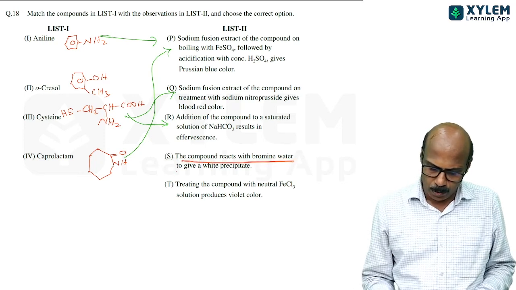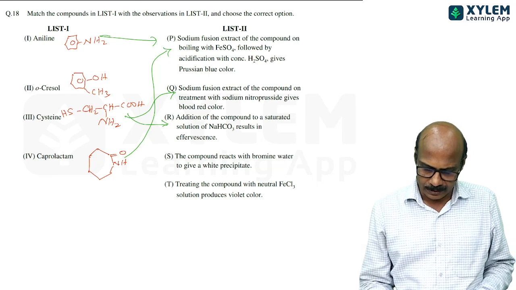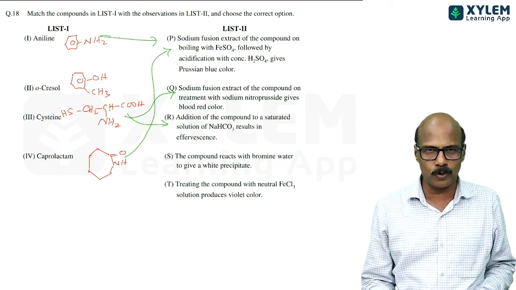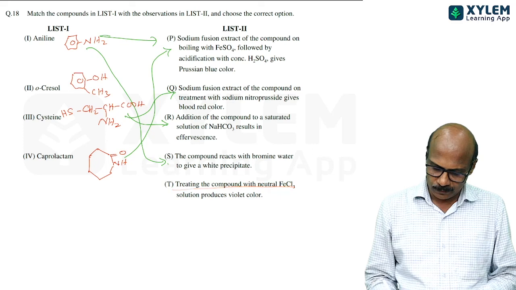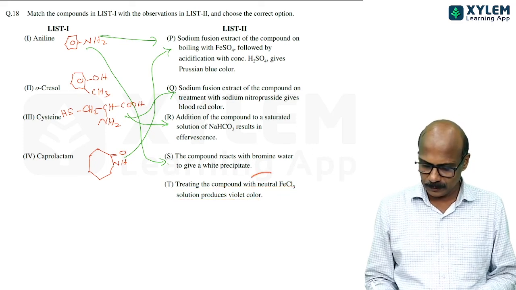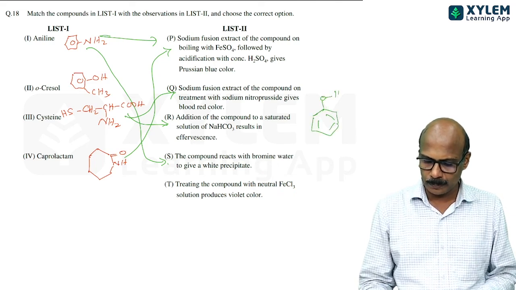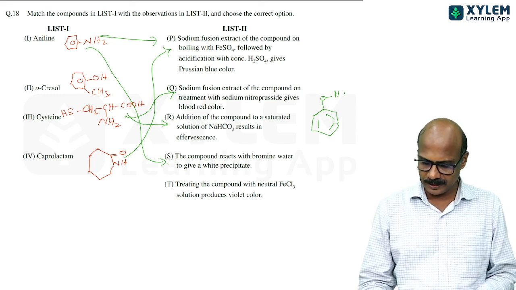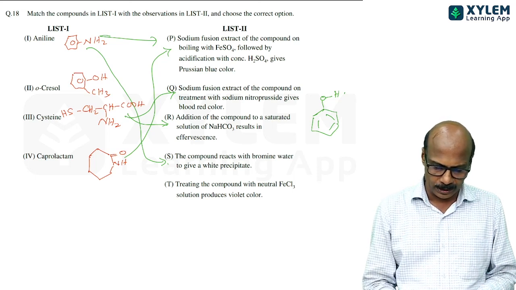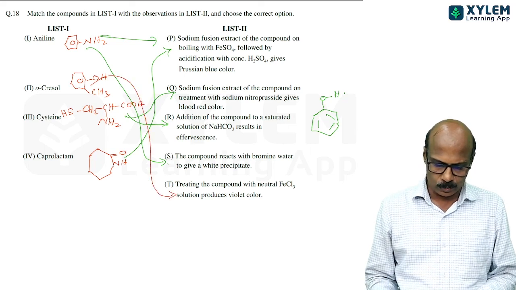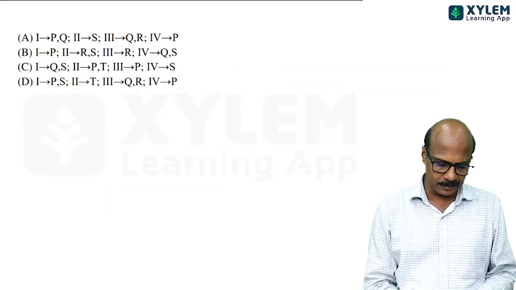The compound reacts with bromine water to give a white precipitate. You know, aniline will get readily precipitated. Aniline on reaction with bromine water, you will get 2,4,6-tribromoaniline. So the first one can be given with S also. Treating the compound with neutral ferric chloride solution produces violet color. You know, the reagent neutral ferric chloride is used to detect the presence of a phenolic group. If an OH group is attached to the benzene ring, you will get violet coloration with ferric chloride solution. Among them, only the second compound, that is orthocresol, contains an OH group attached to the benzene ring. So we can say 2 is given with T. These are the proper combinations. So the possible answer here is option D.